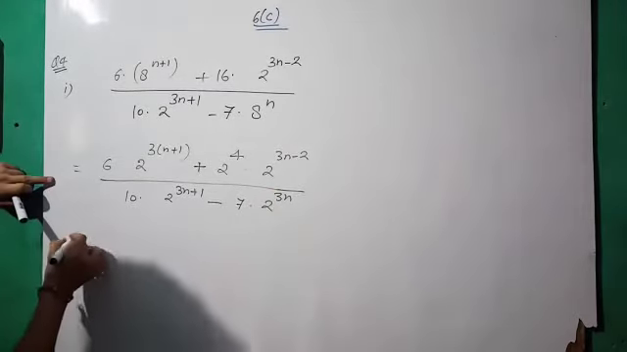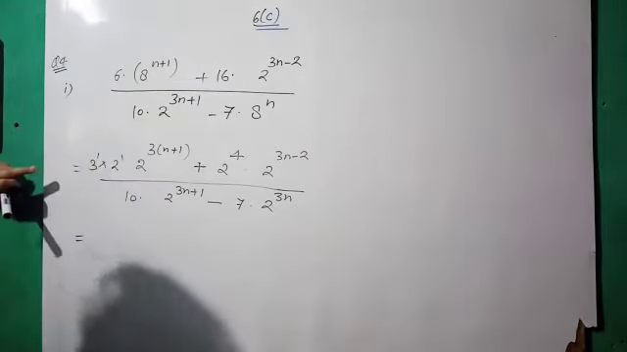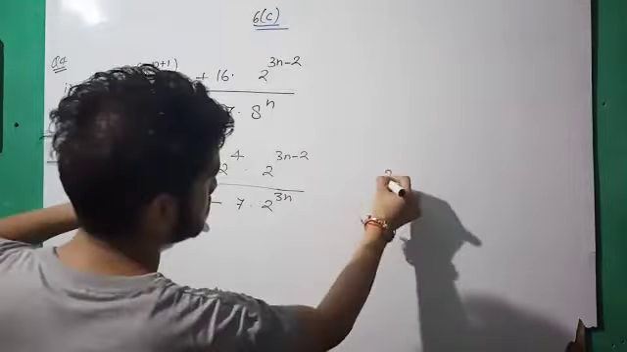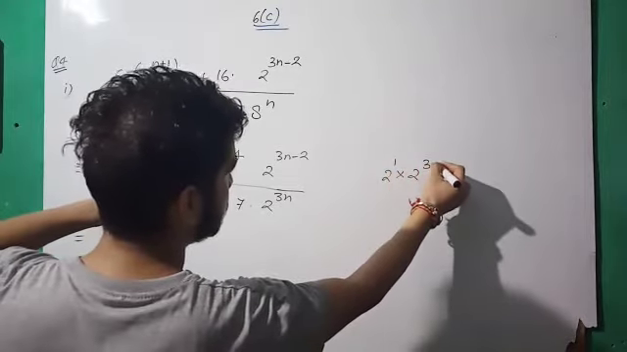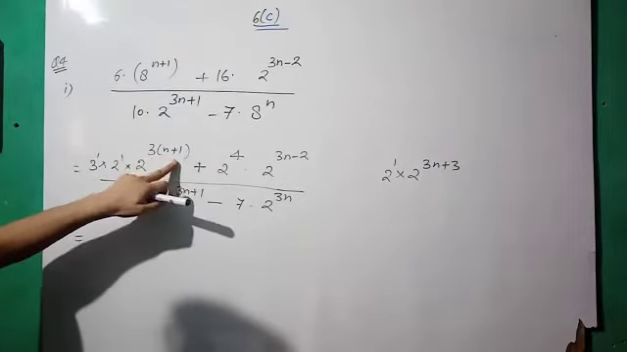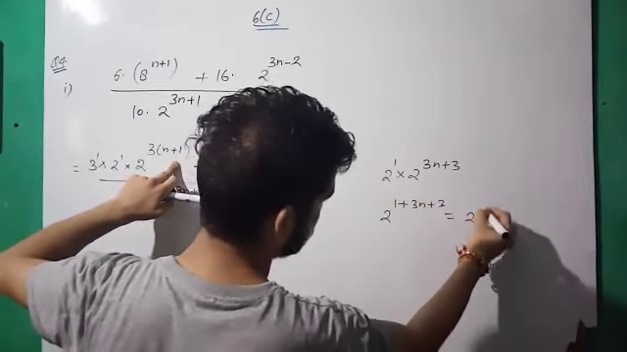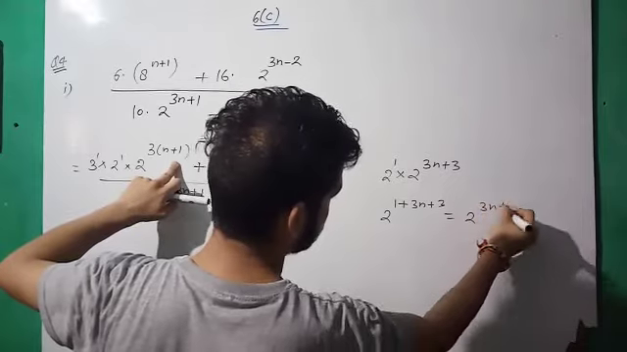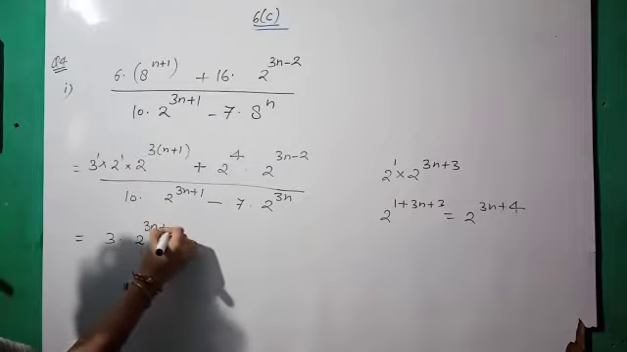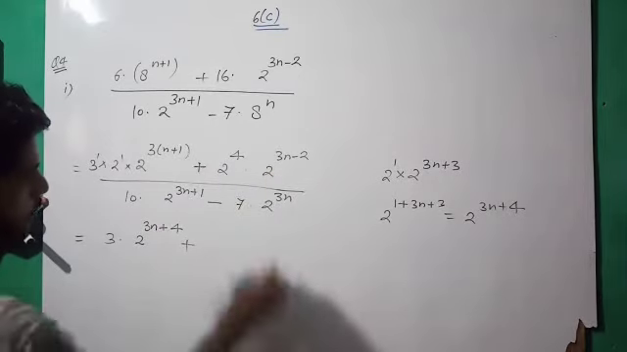Okay, now we can simplify 6. Can we write 6 as 3 into 2? So we can write it as 3^n... plus, this is 2^1 into 2^(3n+3). Yes or no? 3n plus 3, because this is multiplied with both the n and 1. Okay, so we have 2^(1+3n+3), so 2^(3n+4). Yes or no? 3 into 2^(3n+4) plus 2^4 minus 2, 2^(3n+2).